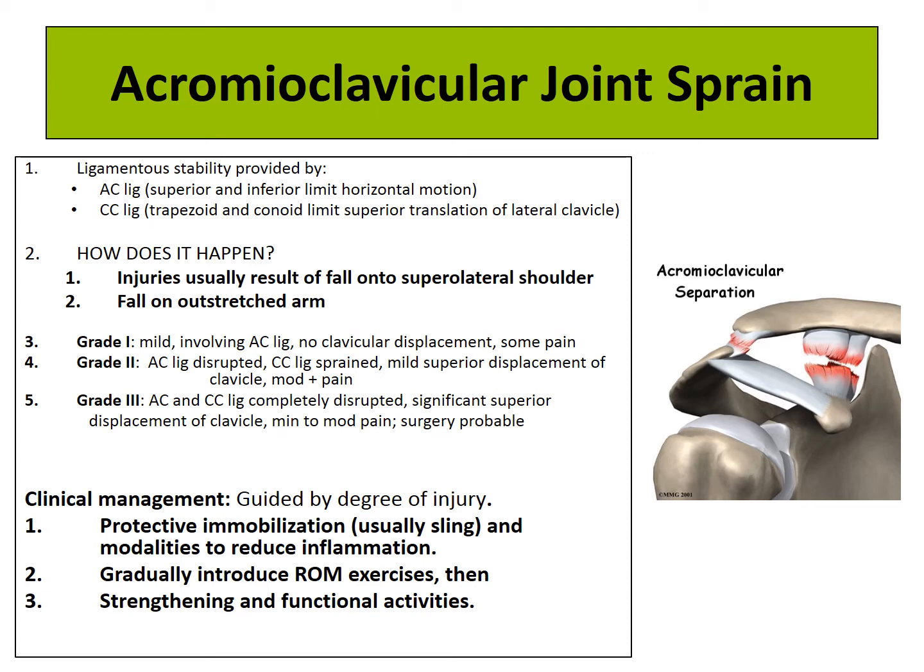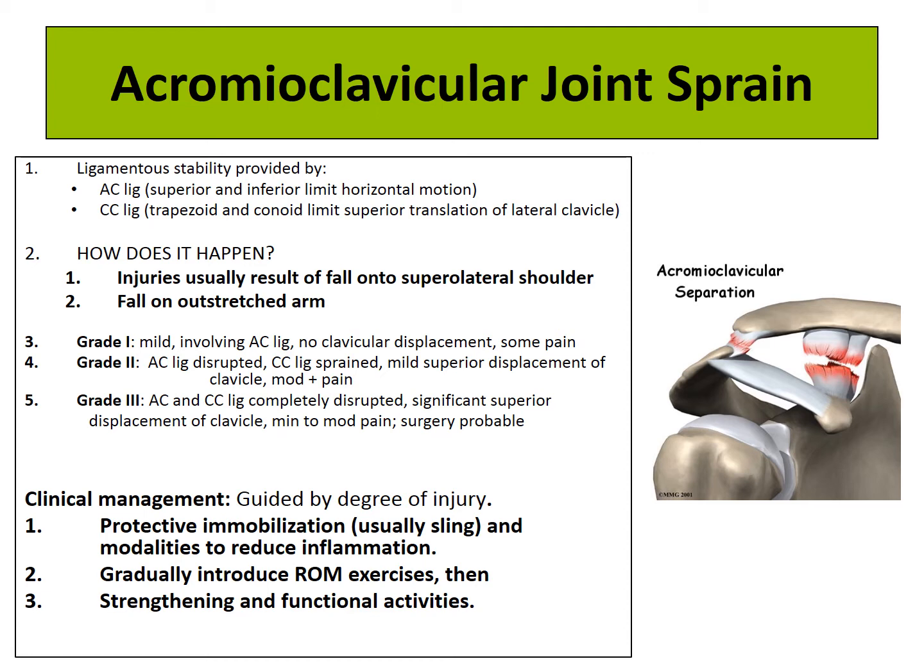The first one is more mild. It really only involves the AC ligament and may have a partial tear within that ligament. There is usually no displacement of the clavicle. The patient will have pain, and usually they are going to be immobilized, but it might be a period of 2 weeks until it is recovered. Most of the time we will not see patients who've had a grade 1 sprain.